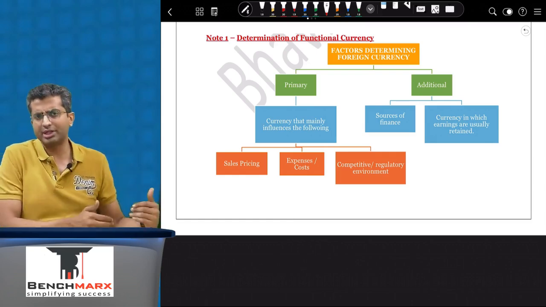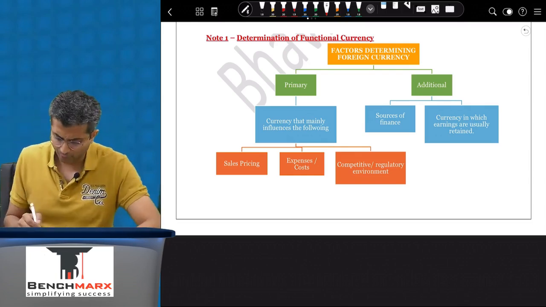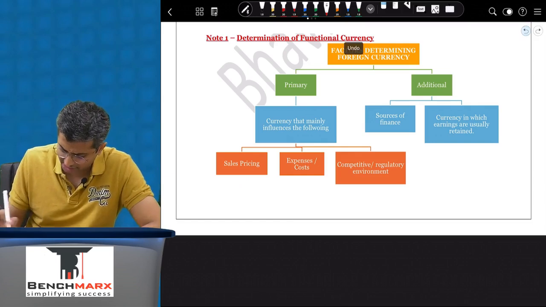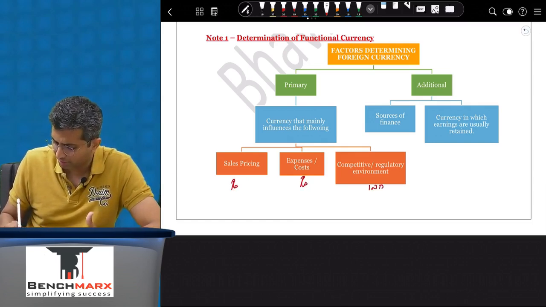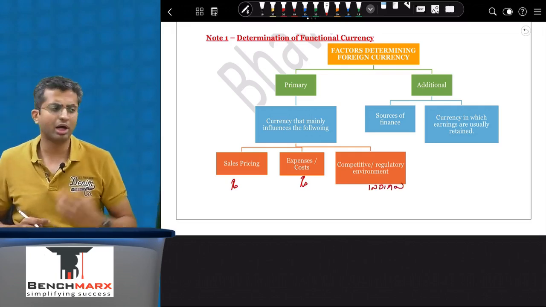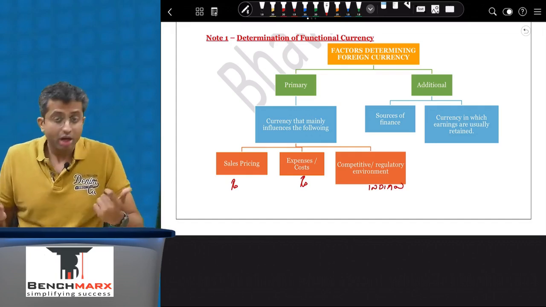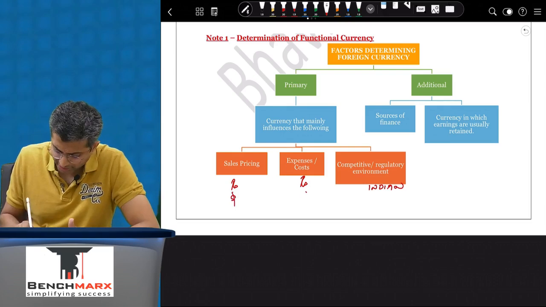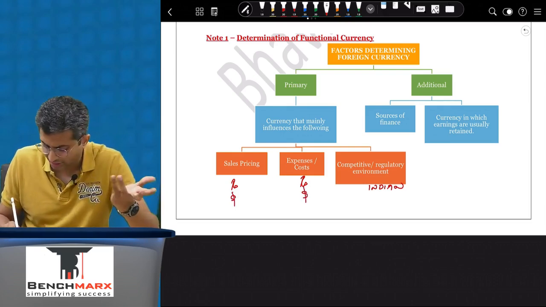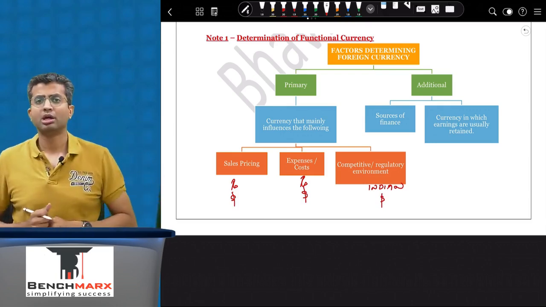In the two examples that we discussed, our coaching institute as well as Patel Brothers, everything was consistent. Sales pricing for us as a coaching institute is in rupees, expenses in rupees, the competitive environment being the Indian environment, and hence we don't even need to look at any additional factors. Same is the case with Patel Brothers: the sales pricing in dollars, all the expenses largely in dollars, and the competitive environment being the US environment. So the functional currency is the dollar.